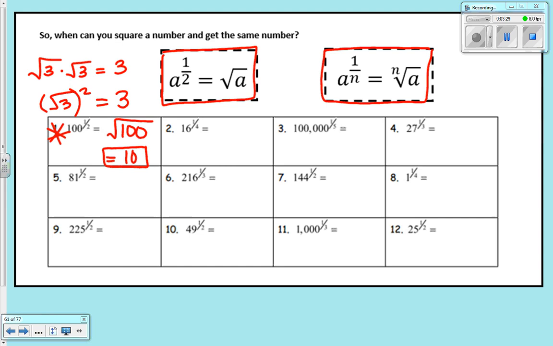But let's look at number 2. It says 16 to the 1/4. Okay, that's totally different. Based off of this box over here, the second box, that means that it's kind of like taking the square root, but you're actually taking something called the 4th root.